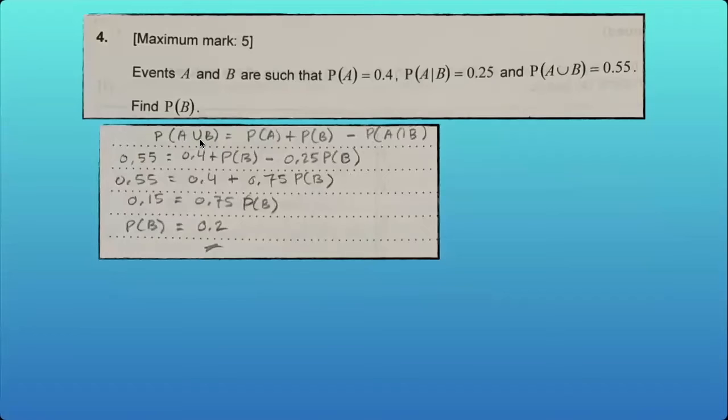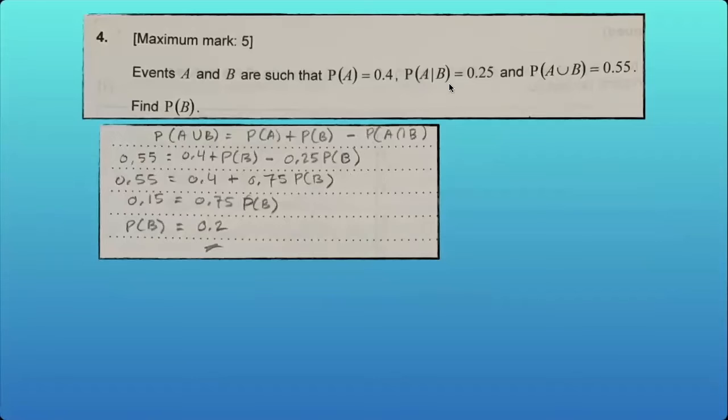Probability of A union B is equal to probability of A plus probability of B subtracted by probability of A intersection B. We know P(A union B), this is given there. We know P(A), this one here. We are asked to find P(B), probability of B, but we don't know this probability of A intersection B.